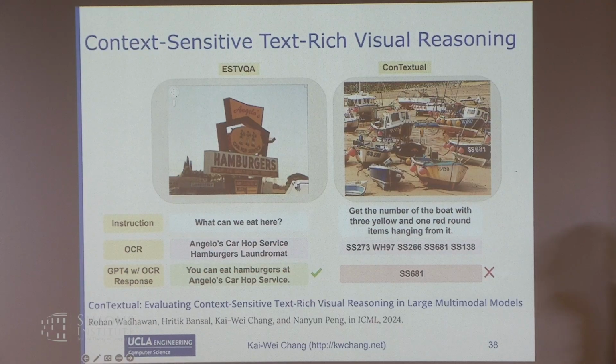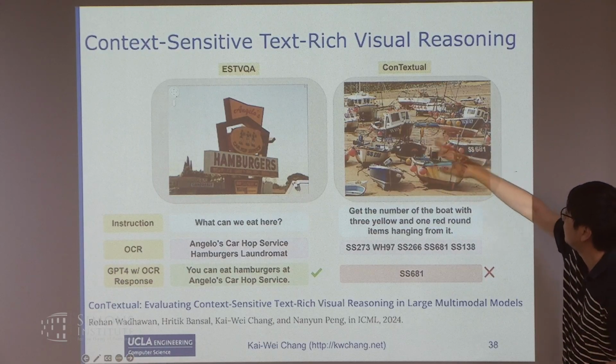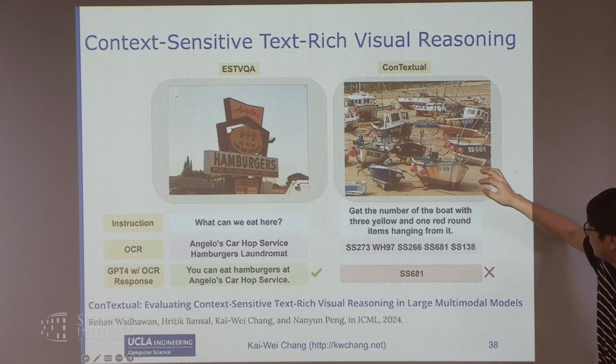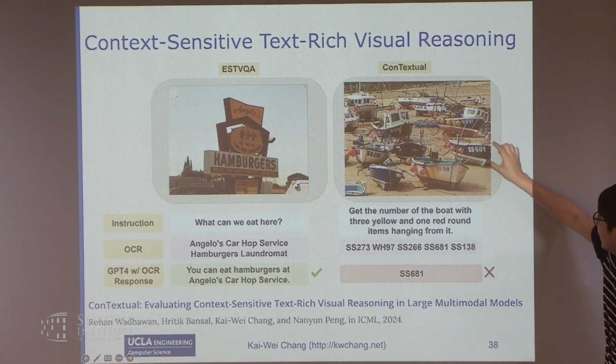So we annotated a dataset that requires a model to really understand the image in order to find the right answer. For example, here is a bunch of boats, and each boat has a number. Then I ask, get the number of the boat with 3 yellow and 1 red round item hanging on it. For this one, the model really needs to recognize that particular boat and then find the number.